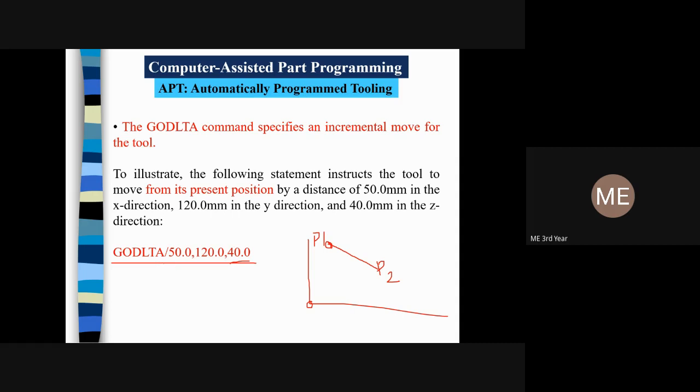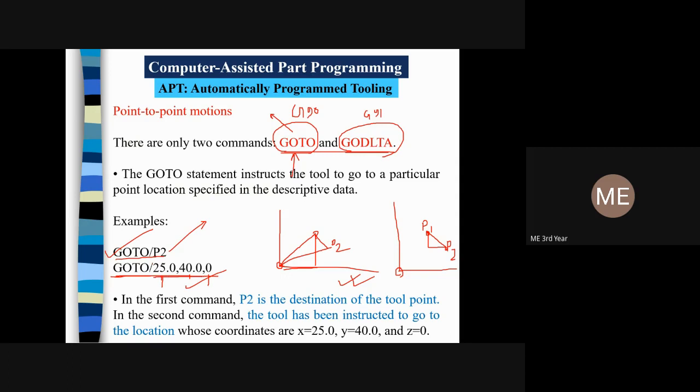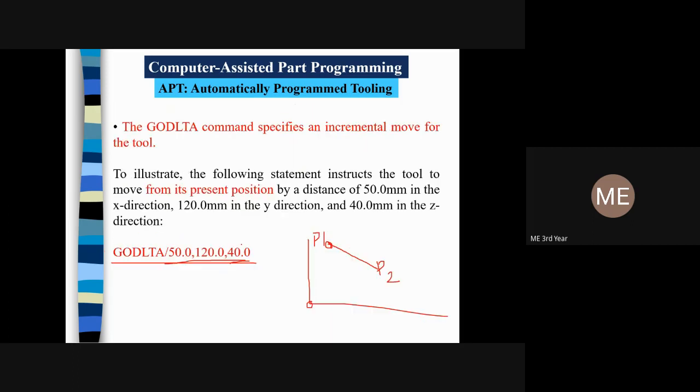Here also you are specifying 3 digits, and in GOTO you are also specifying 3 digits. So what is the difference? Here x, y and z will be calculated from the origin point. Here it will be calculated from the previous point, not from the origin point. If GODLTA is the first point, then there will be no issue; it will be calculated from the origin point. But if you are mentioning points with another point in the previous position, then these three things are different. It will be the movement of x and y and z.